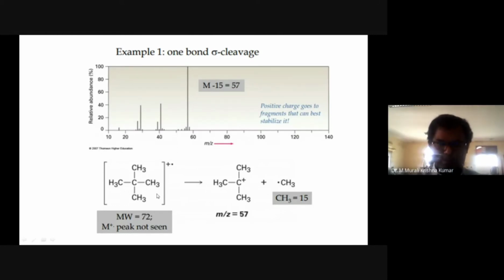Tertiary pentane, or we call it neopentane. Here it is fragmented so that M-15 is observed. Its molecular weight is 72. So we are expecting a peak over here, but we always see formation of m/z 57 as the base peak.